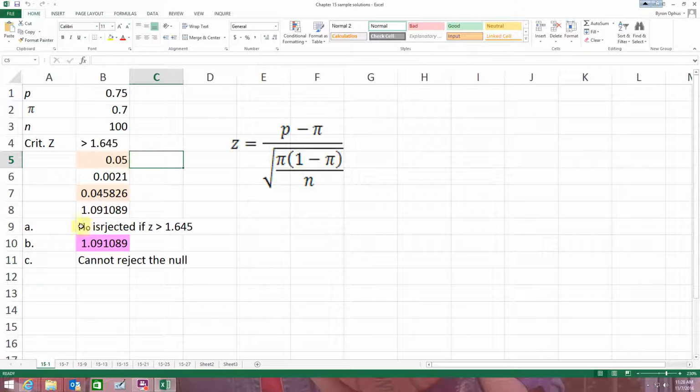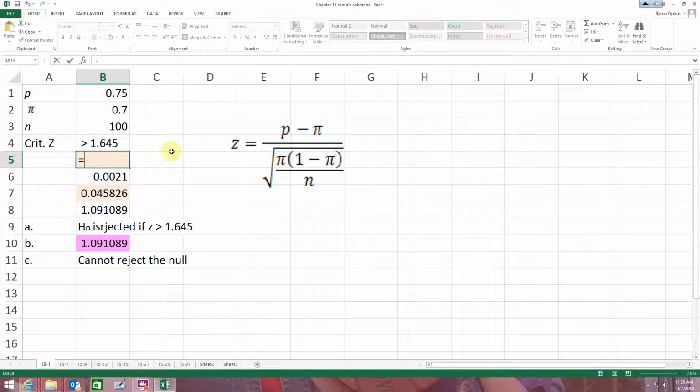So my decision rule is that H sub 0, my null hypothesis, which I should have put in there, but it's in the book, is rejected if my z value is greater than 1.645. Now the formula is one of those gnarly looking ones that's really, really easy. It's p minus pi, my proportion minus pi, divided by the square root of pi times 1 minus pi, divided by n, the number in the sample, which is given in the problem, right?